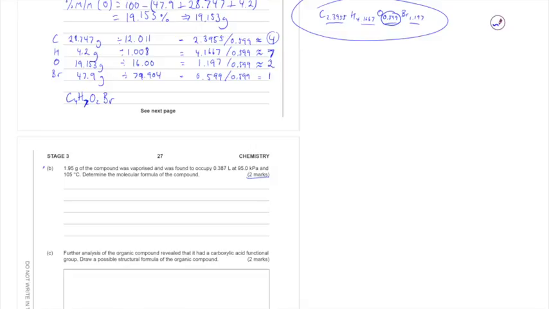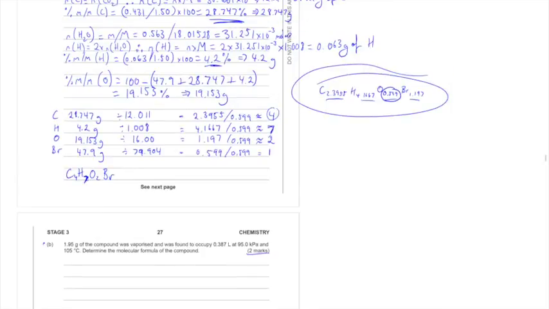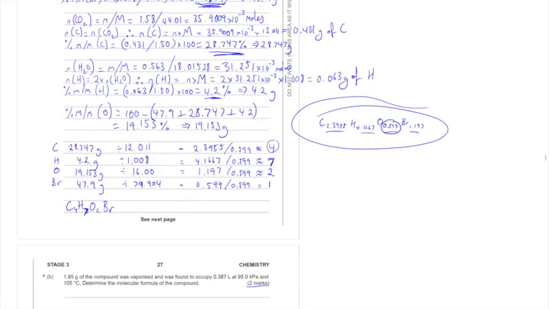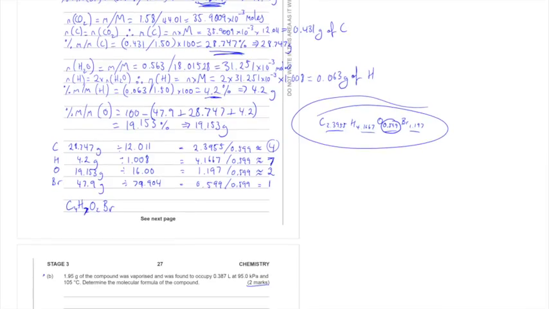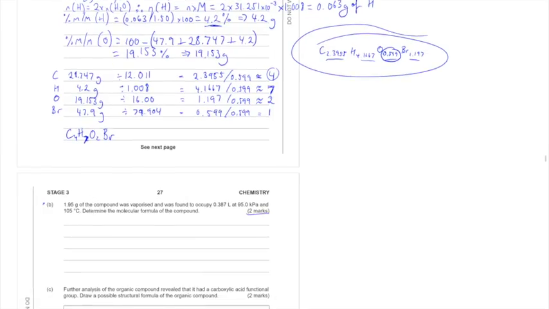1.95 grams of the compound was vaporized and found to occupy 0.387 liters at 95 kilopascal and 105 degrees C. Determine the molecular formula. So what's different between the molecular formula and the empirical formula? Well, the empirical formula is the simplest way of writing it. So C4H7O2Br. And really what we've actually found here is a ratio. We don't know if it's this, or it could actually be C8H14O4Br2, or any sort of multiple thereof.